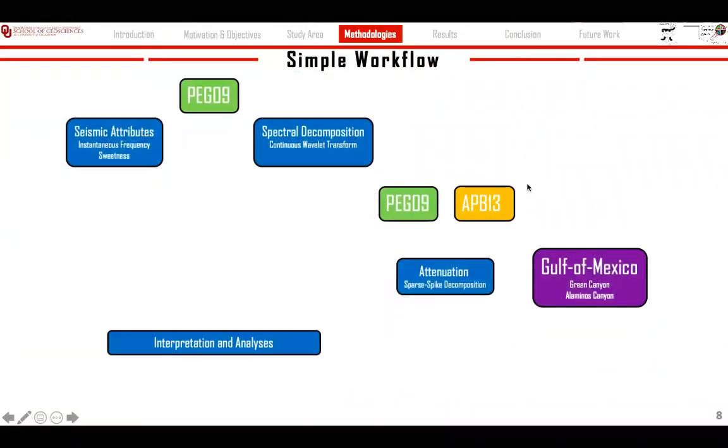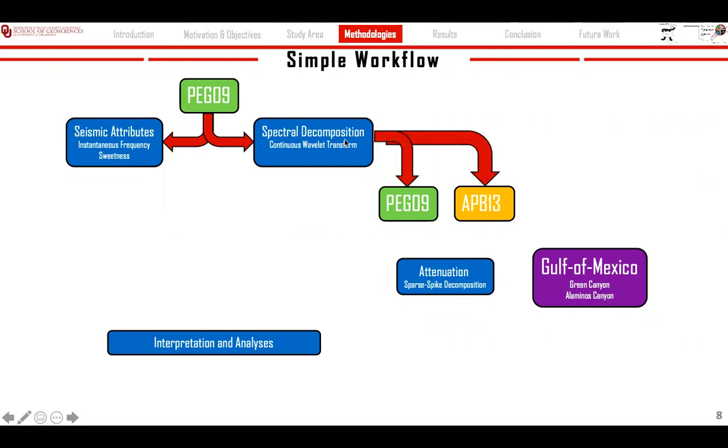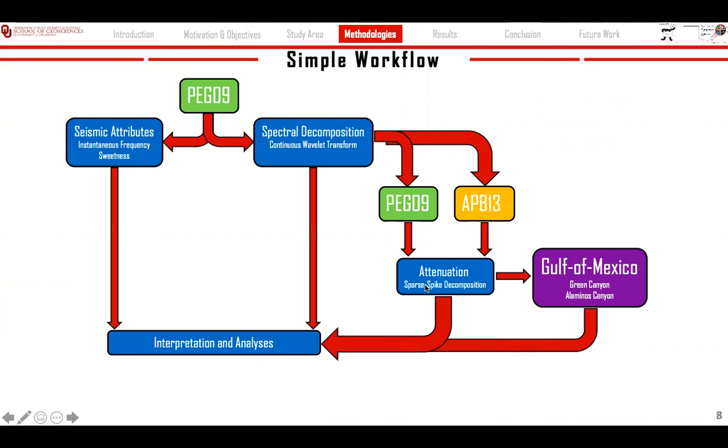The study encompasses a very simple workflow. First, we use the Pegasus 09 data to apply seismic attributes of the frequency kind, specifically instantaneous frequency and sweetness. Then we apply a spectral decomposition method, the continuous wavelet transform. Then we use both the PEG-09 and APB13 surveys to apply the attenuation method, called sparse spike decomposition. And then we apply that attenuation method to a couple of surveys in the Gulf of Mexico, specifically near the Green Canyon and Alaminos Canyon. Then we interpret and analyze all of the results.